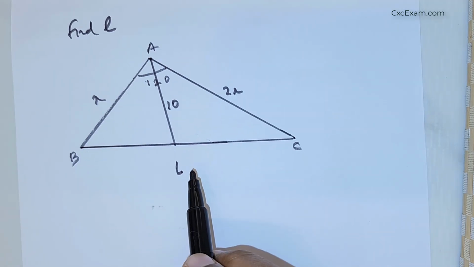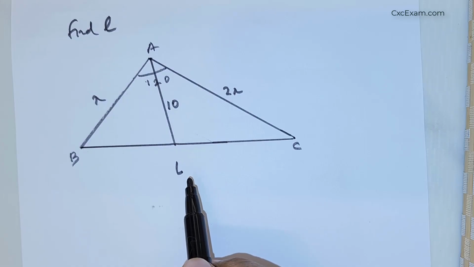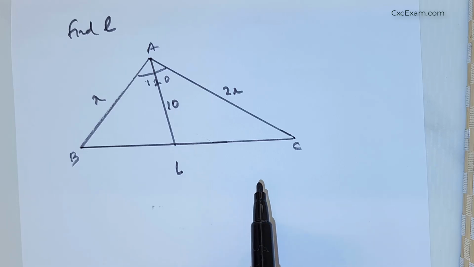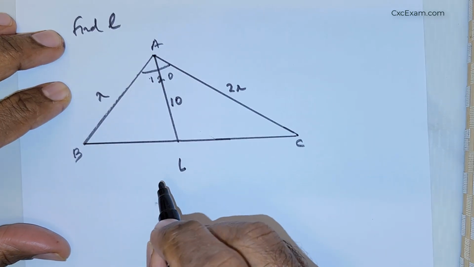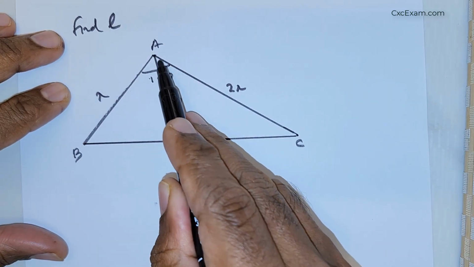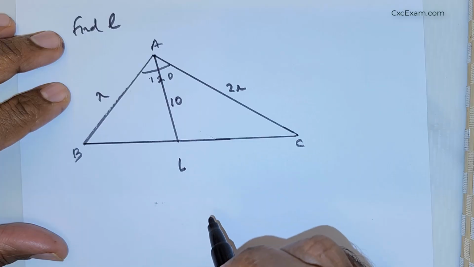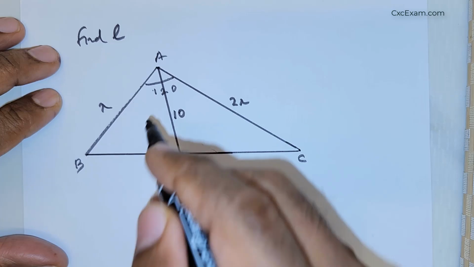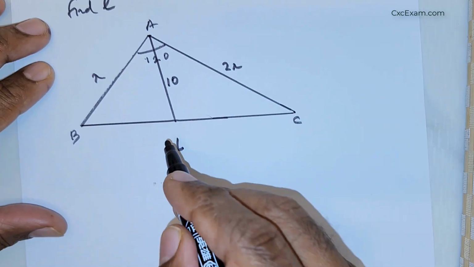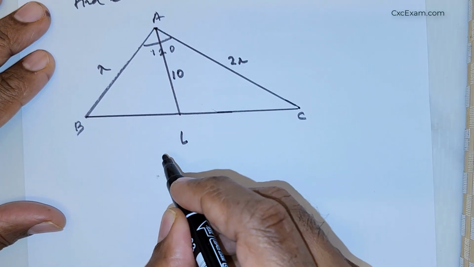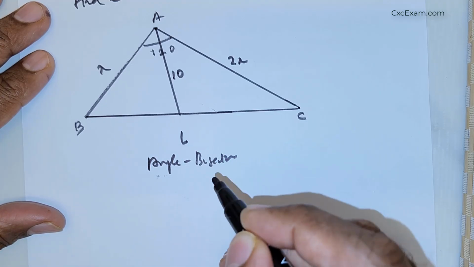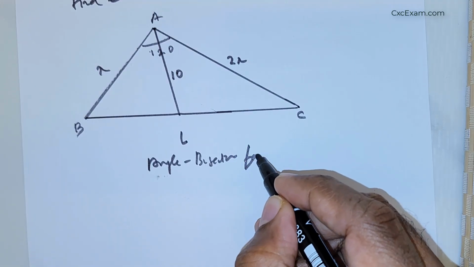Now, there are different ways to solve this question, but I would be using the direct formula. Clearly we are given that this line is a bisector, right? It is actually dividing this angle into two parts. So what I would be using is what is called the angle bisector formula.